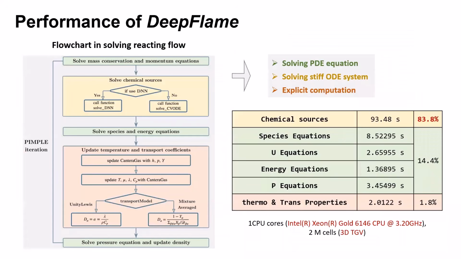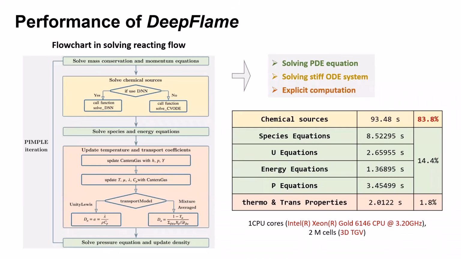Okay, we will show the performance now. This is a toy code. This is a toy case. It is a 3D Taylor-Green vortex. It consists of 2 million cells, and this is the CPU information.